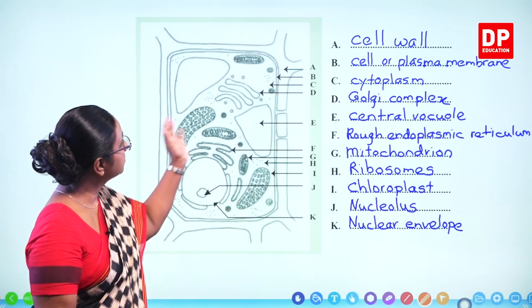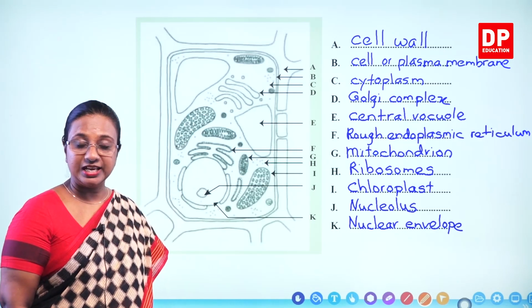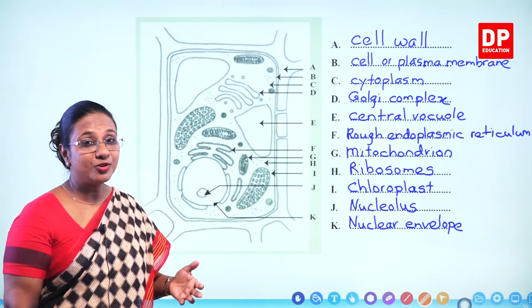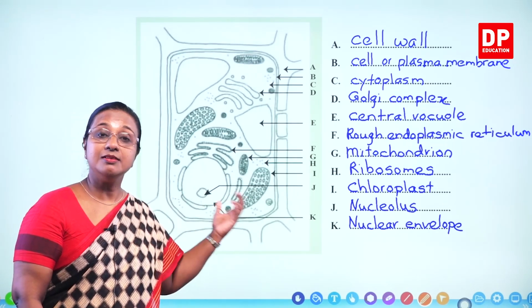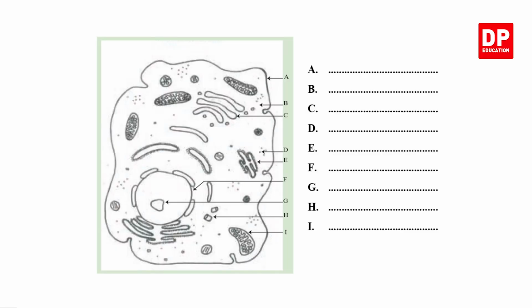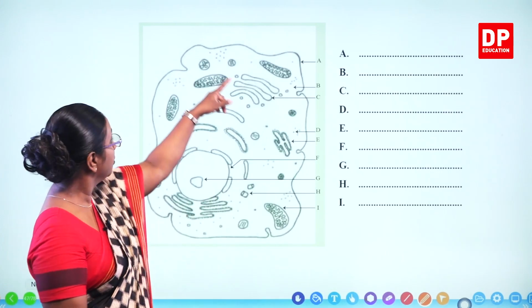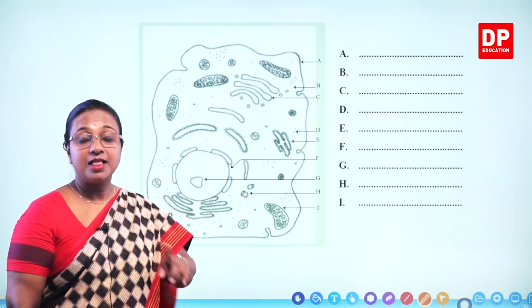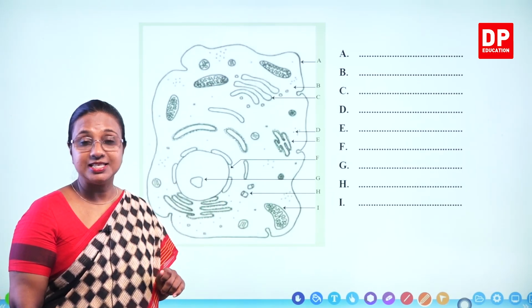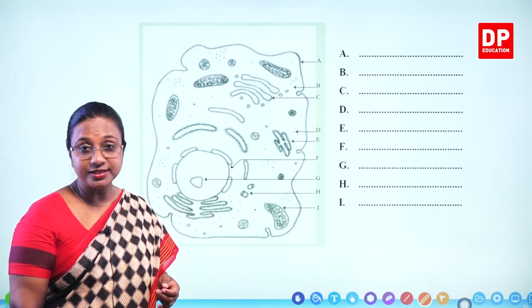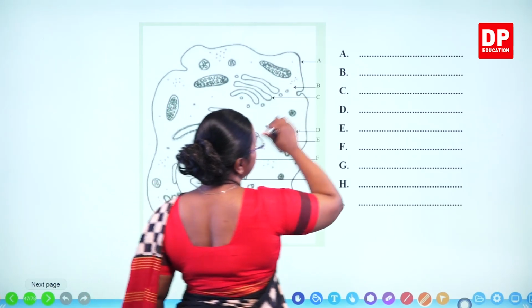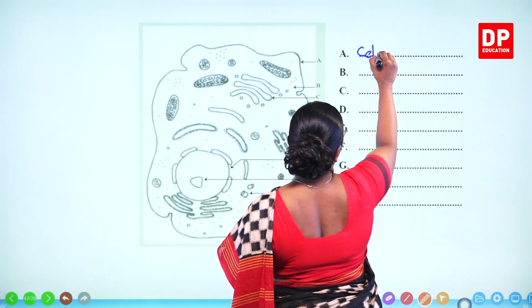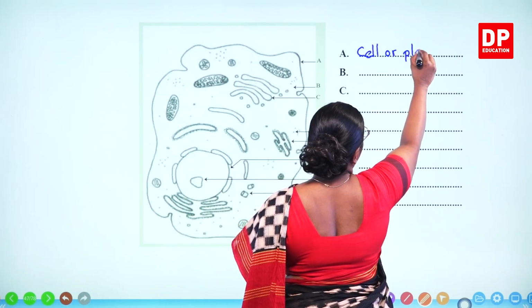So those are the structures and organelles shown in this diagram. I am sure you identified them correctly. Now let us move on to the next diagram. So as we identified it before, this is an animal cell. No cell wall present. The outermost boundary is the cell membrane or the plasma membrane. So here you can see structure A is the cell membrane or plasma membrane.